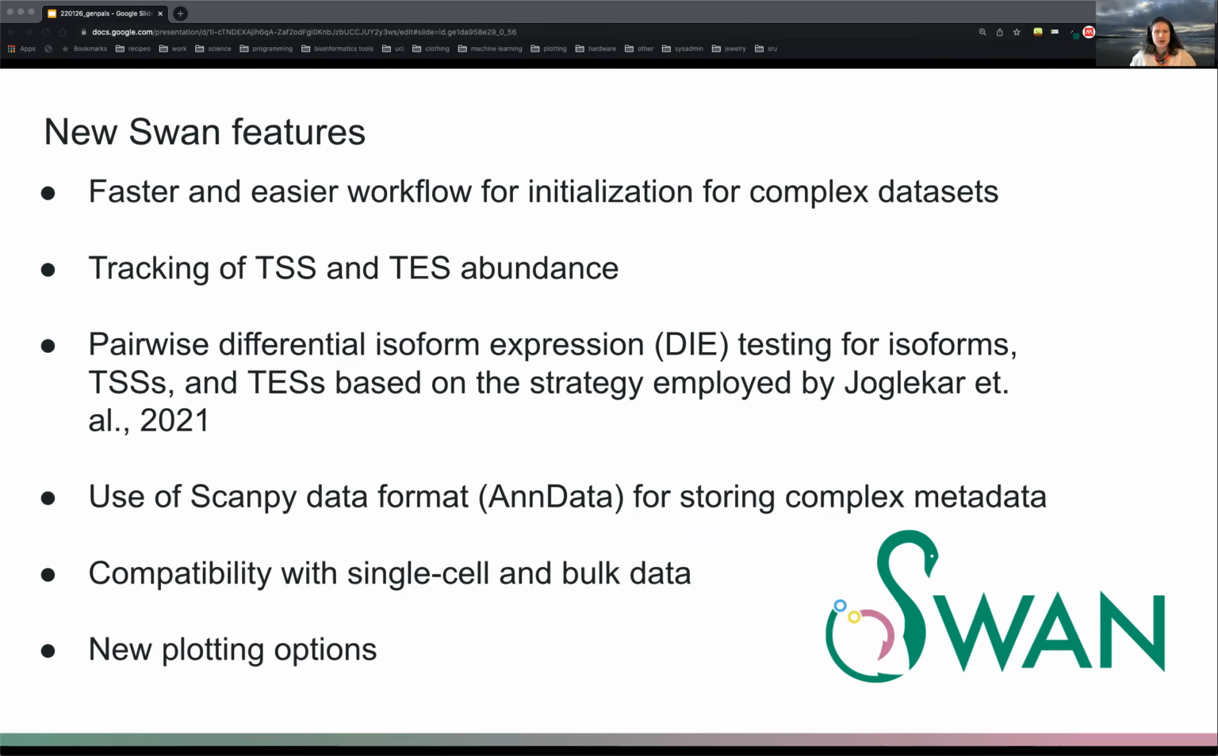So I'm going to go over a brief overview of how some of the things in Swan work, what they look like, and then show you a brief set of applications of Swan to a publicly available single cell long read RNA sequencing data set that my lab has generated.